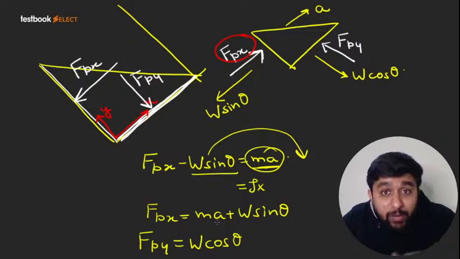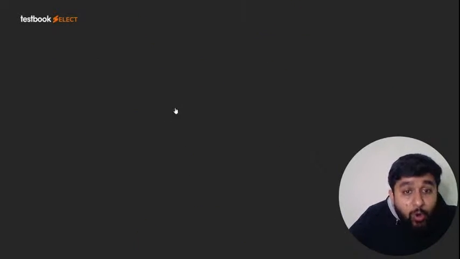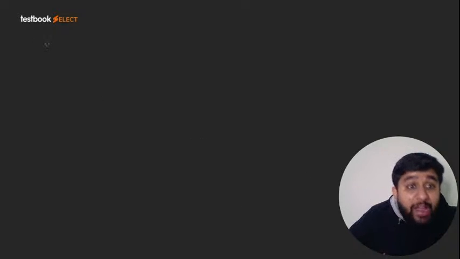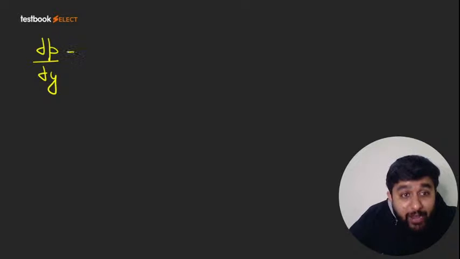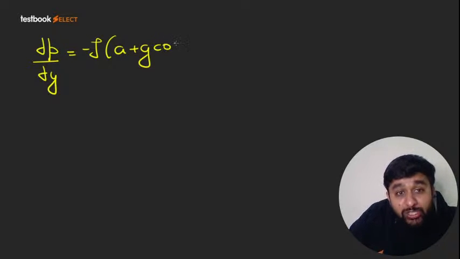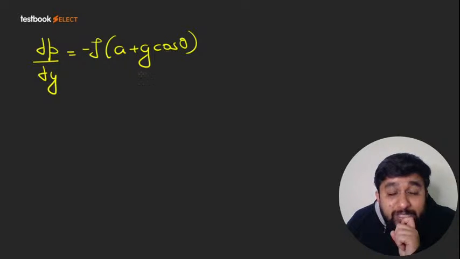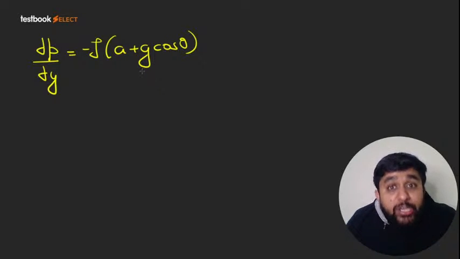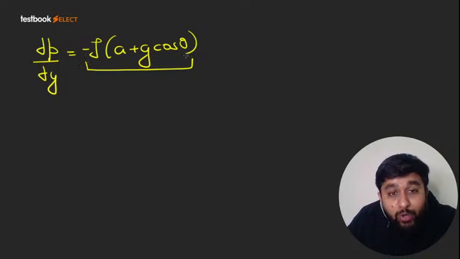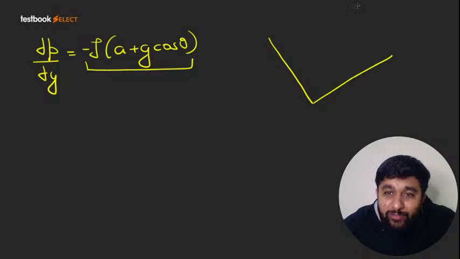Or we can go by the other method also. How? Sir, we know how the pressure varies along the y direction. So how does the pressure vary along the y direction? del P by del Y is equal to minus rho (A plus G cos theta). We know the value of A, which is 3.66 meter per second square. Theta is 30 degrees, so cos 30 degrees is root 3 by 2. So this value is known to us. So what was the y direction? If this is your container, this was your y direction.